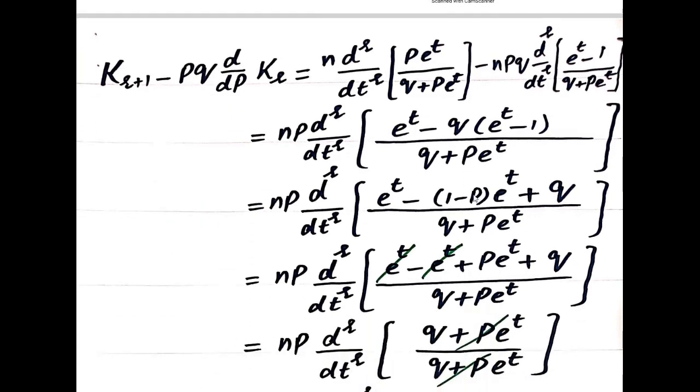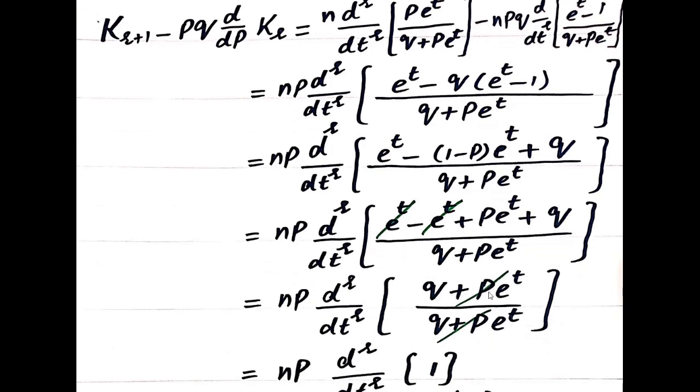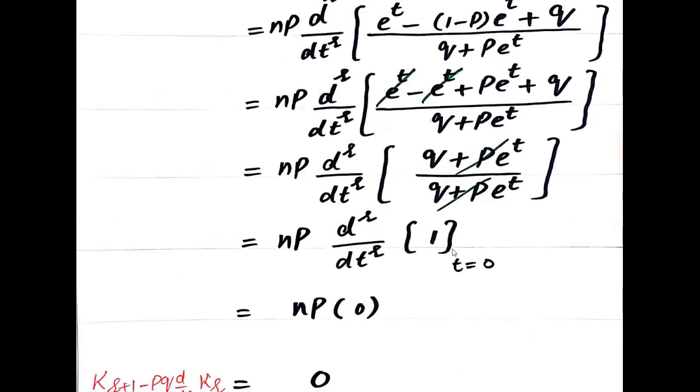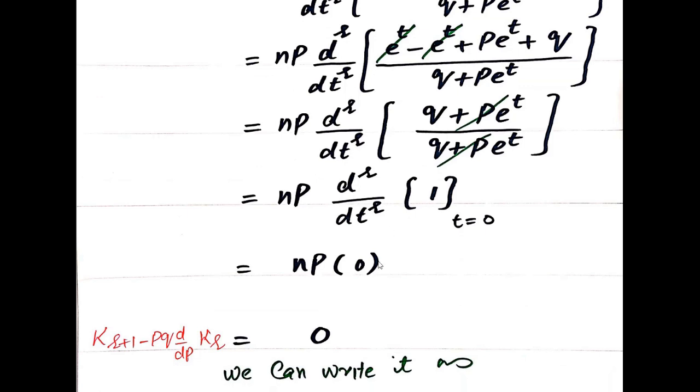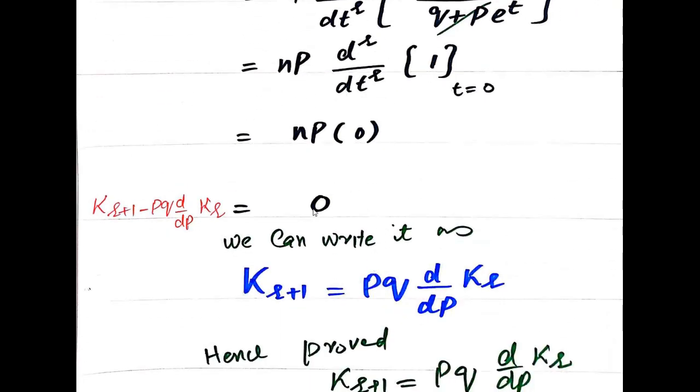So q is equal to 1 minus p. Multiplying e^t into 1, we get e^t minus e^t, plus p e raised to the power t plus q. Cancel out these two terms, and then q plus p e raised to the power t over q plus p e raised to the power t also cancels out. Here we are left with 1 at t is equal to 0, and its derivative, the derivative of a constant, is equal to 0. So 0, and k_(r plus 1) minus pq d over dp of k_r is equal to 0.